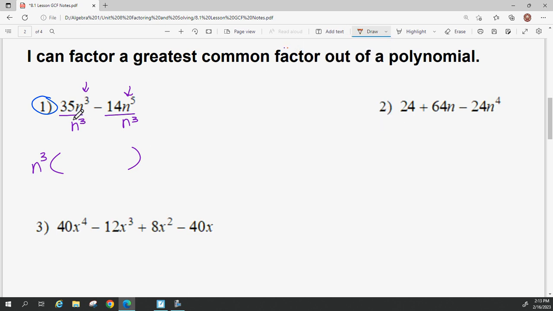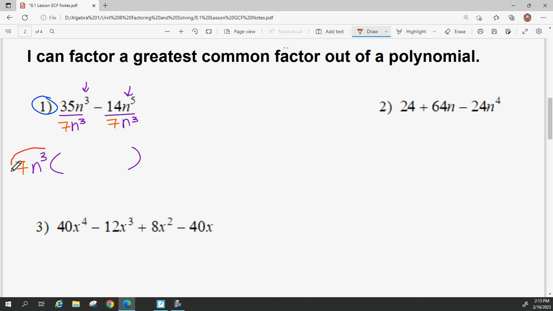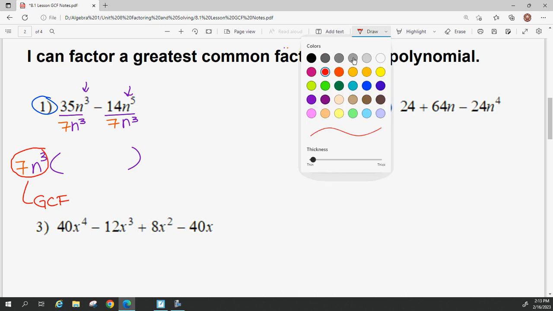Then I want to know the largest number I can divide 35 and 14 by, and some of this is going to be a bit of trial and error, but I know I can divide them both by 7. And so again, I'm going to put that over here. And so this is my greatest common factor. This is the thing that I can divide out of all of my terms. And so that becomes one of my factors of this polynomial. My second factor is going to be what I get once I do this division.